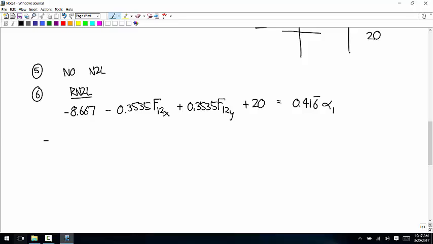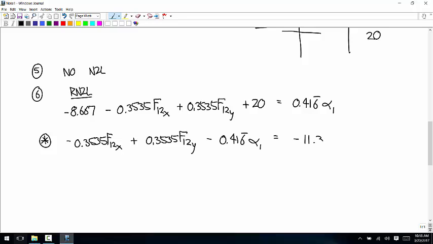And so our first useful equation says negative 0.3535 F12x plus 0.3535 F12y minus 0.416 repeating alpha 1 is equal to negative 11.3 repeating.